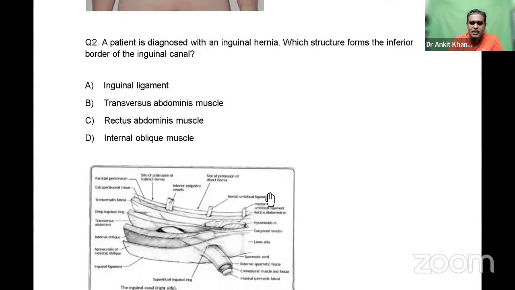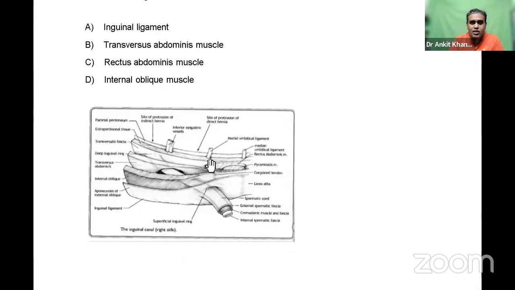Let us see over here. Look at this image. Okay, now have a look. This is the right side inguinal canal. Where is the canal? This hole is the canal. Can you see the spermatic cord coming out? This hole is the canal. Now, this is the inguinal ligament. It's basically nothing but a tendon of the external oblique muscle.